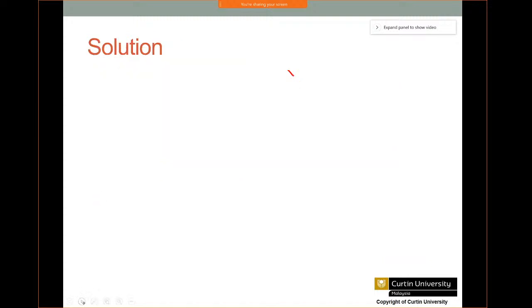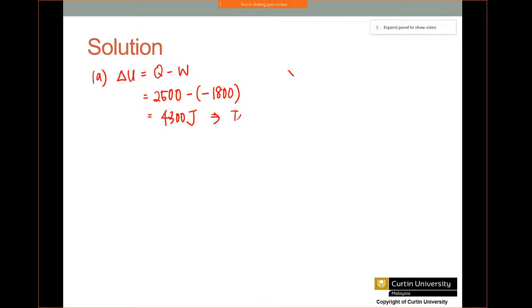From your first law of thermodynamics, delta U equals Q minus W. Q is positive, so write down positive 2005, minus your work done, which is now negative 1008. So you will get 3013 joule. This positive value means your temperature increases at the end of the process.